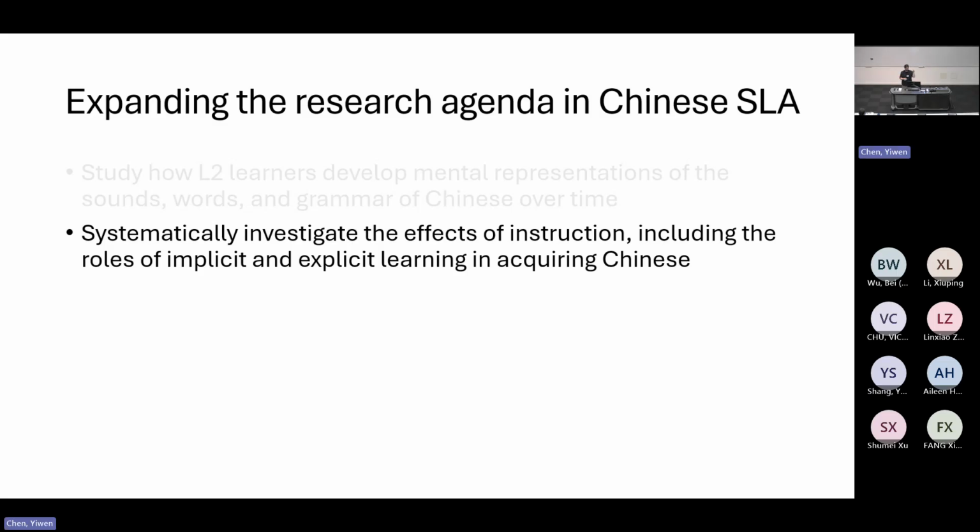So we don't need to pay attention to the morphology. We can pay attention to the adverb. Because of that, acquiring morphology is more difficult, which is why it's very good as a target for explicit instruction in the classroom, because we can raise awareness of morphology in our classrooms, and then this makes it easier to learn. So we need to have more systematic investigation of instruction, implicit and explicit learning, and learning Chinese.